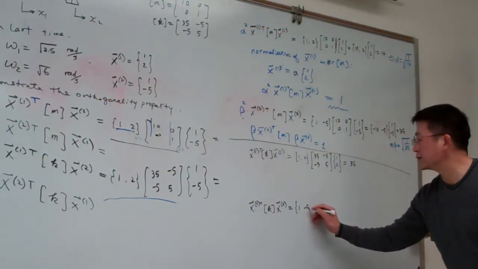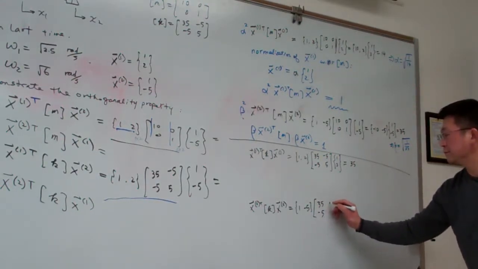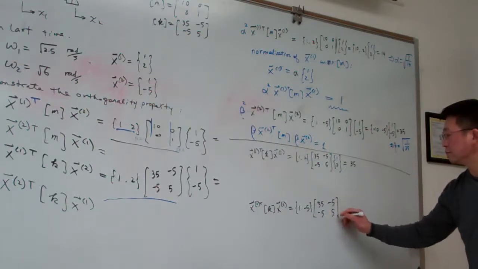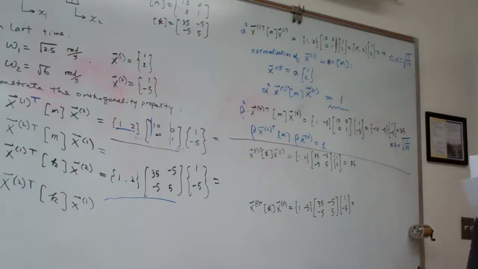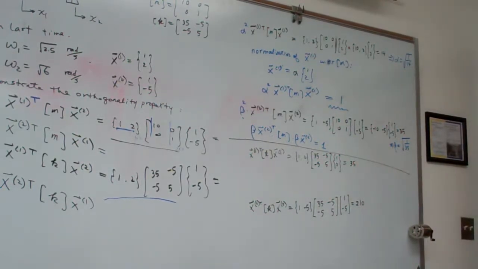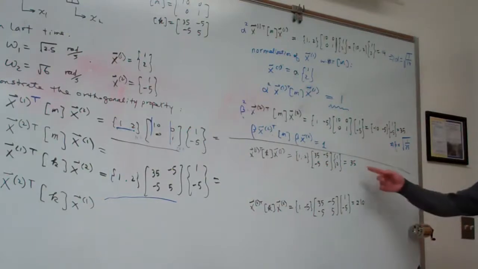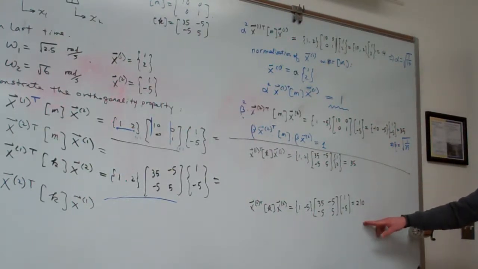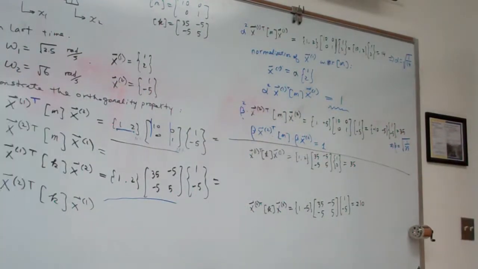1 minus 5. 1 minus 5. The result equals 210. And this one has not been normalized yet. Okay, but let me show you some magic things.